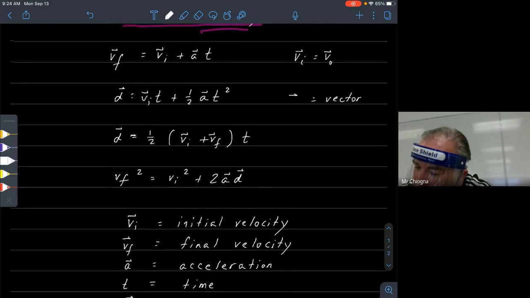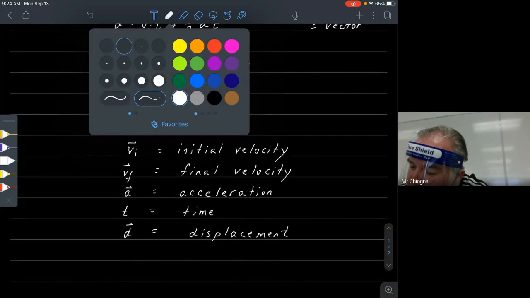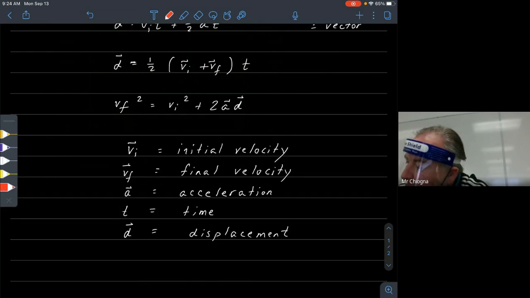Anything else? I think that's it, right? That is everything. Okay, let's write down the corresponding units. I'll do that for you. So yes, I'm going to use yellow.